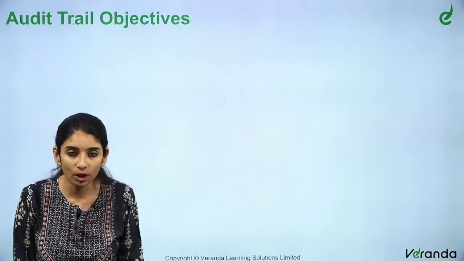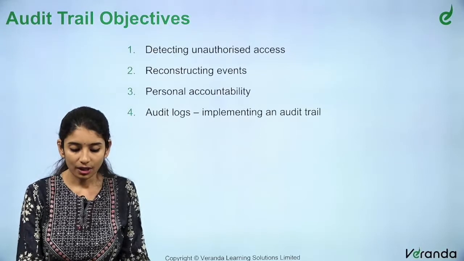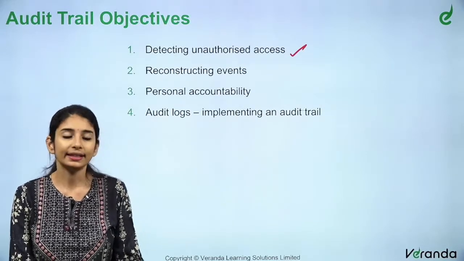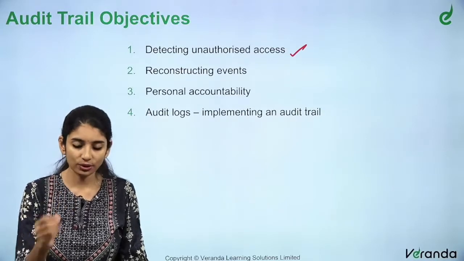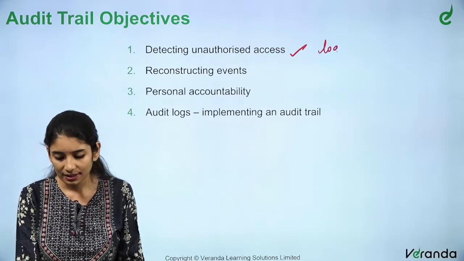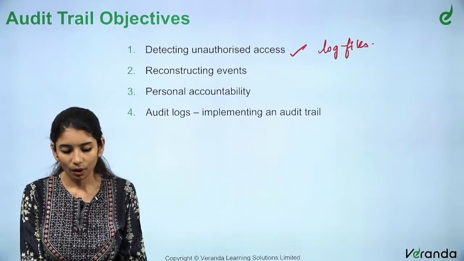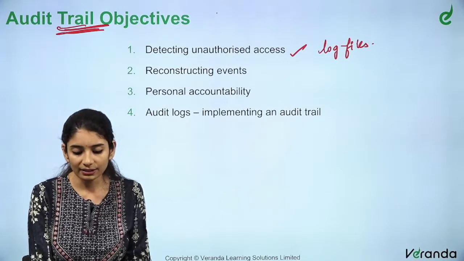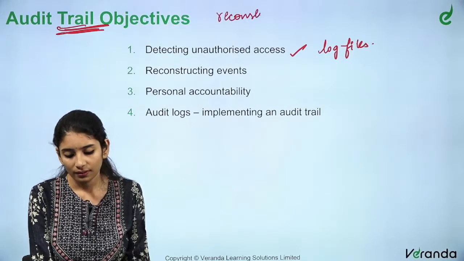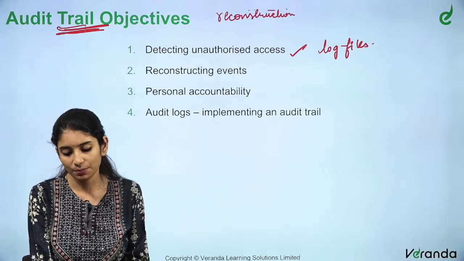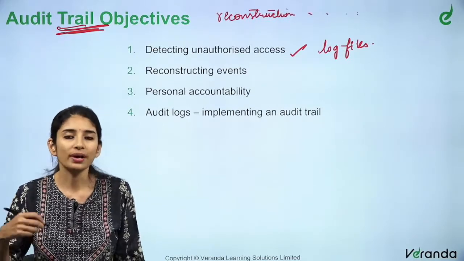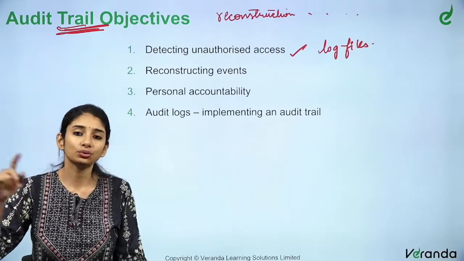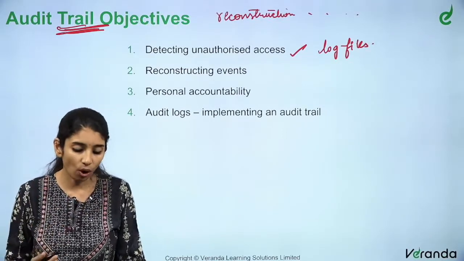Finally, we have audit trail objectives. It is for detecting unauthorized access into any system, through the log files. What is the meaning of trail first of all? Audit trail means reconstruction of all the transactions, which means who has recorded it, who has approved it, who has passed it, who has shared it. All the transactions that you do will be recorded in something known as an audit log.